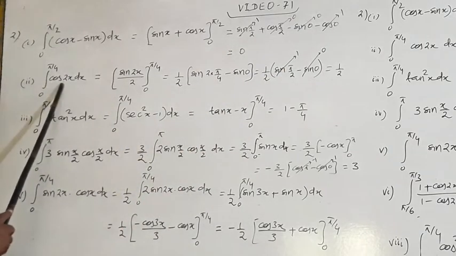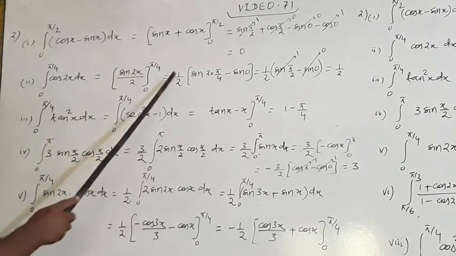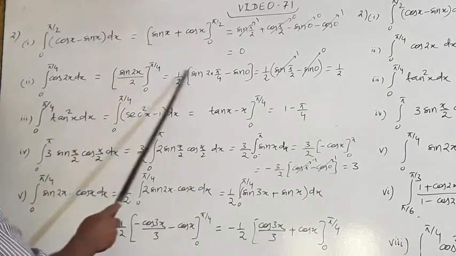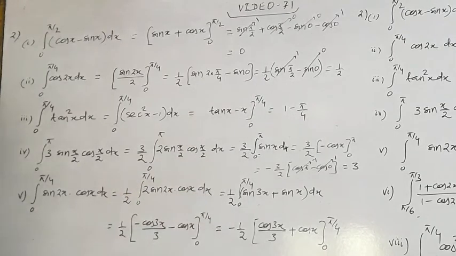Similarly, what is cos 2x? Cos 2x का इंटीग्रेशन sin 2x by 2 है, 0 to pi by 4. 1 by 2 बाहर आ जाएगा. तो यहाँ से pi by 4 पुट करने से कितना होगा? sin 2 into pi by 4 minus sin 0. Then you will get the answer.